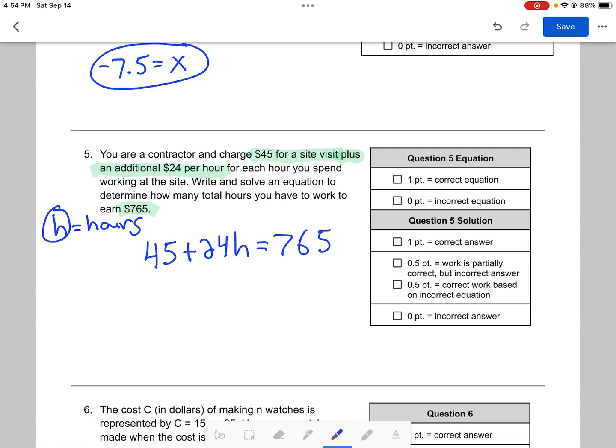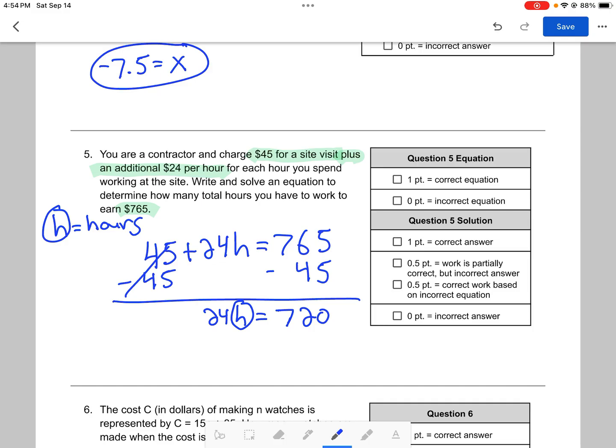So now I want to solve for H. The first thing I want to do, this 45 here is positive, so I need to subtract it to get it to be 0, so they cancel. And if I subtract 45 on my left, I have to do it on my right as well. 765 minus 45 is 720, equal to 24H. Now I need to get H by itself.